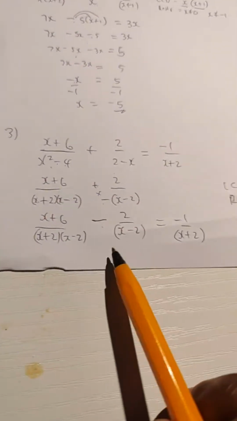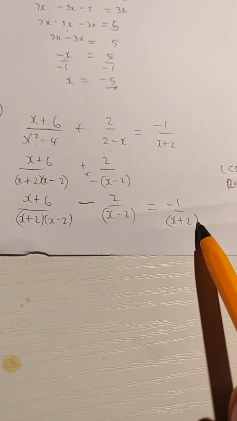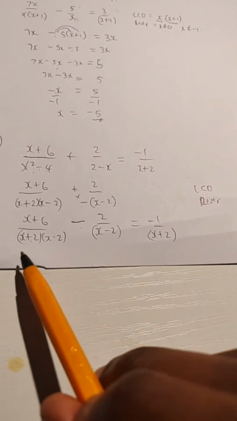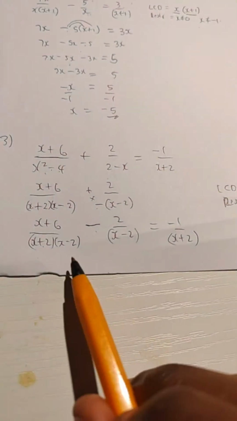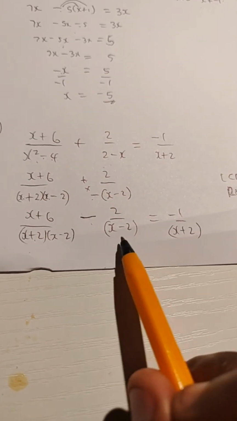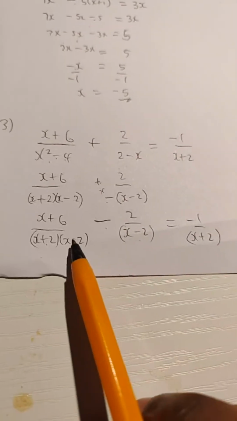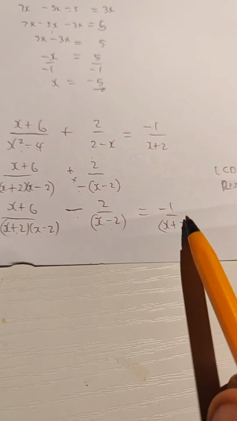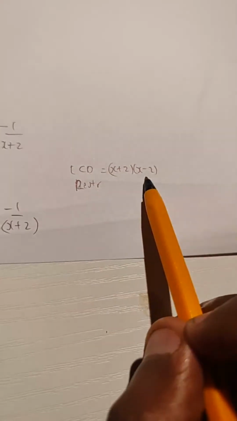So when we write down the LCD, x plus 2 and x plus 2 are common for different fractions. We take the common base with the highest exponent, but they are common, so we write the x plus 2 once in brackets. x minus 2, they are common, we write x minus 2 as a product to x plus 2. So basically we have that as the product of our factors of the LCD.